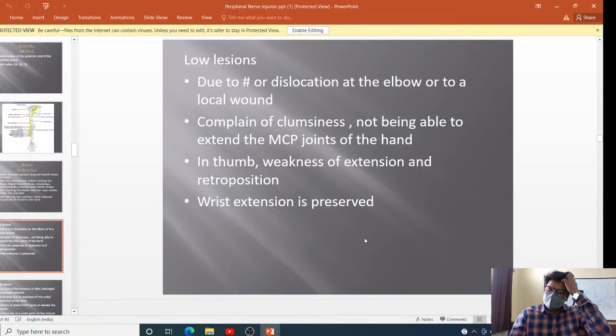So low lesions, due to fracture or dislocation at the elbow or to a local wound, they complain of clumsiness, not being able to extend the MCP joint, the metacarpophalangeal joint of the hand. In the thumb, there is weakness of extension and retroposition. The wrist extension is preserved. In low lesions, the wrist extension is preserved.